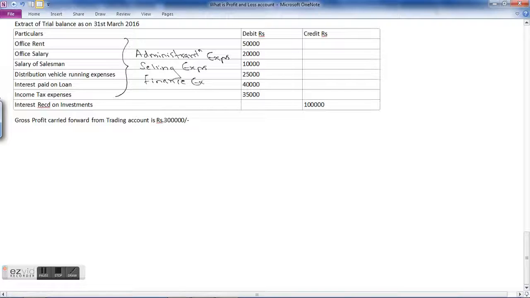Since all the accounts are showing the debit balance, you have to transfer these balances to your profit and loss account. So the entry will be: profit and loss account debit to office rent account. So how much is the amount?